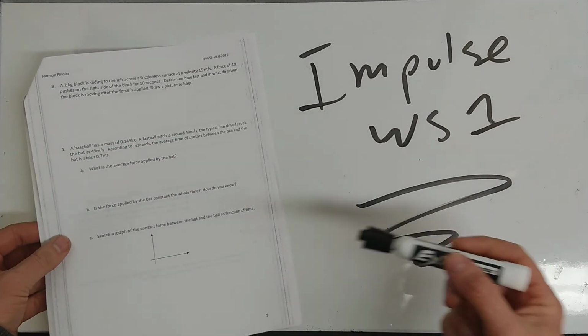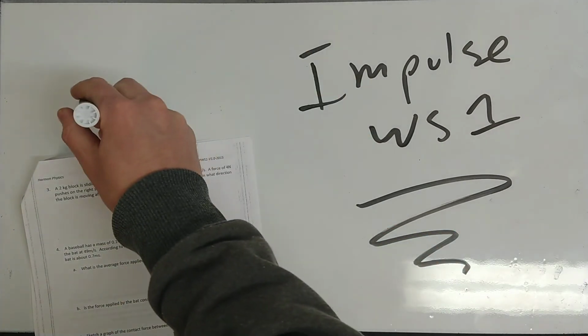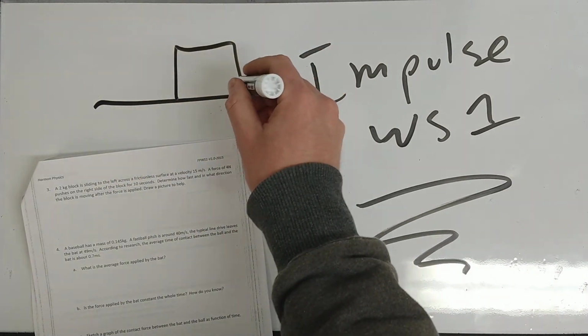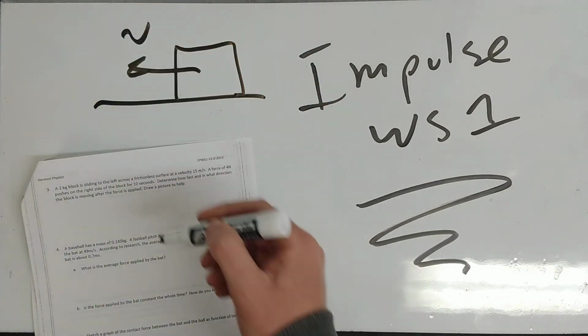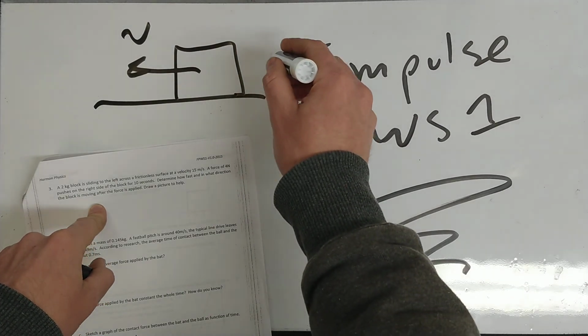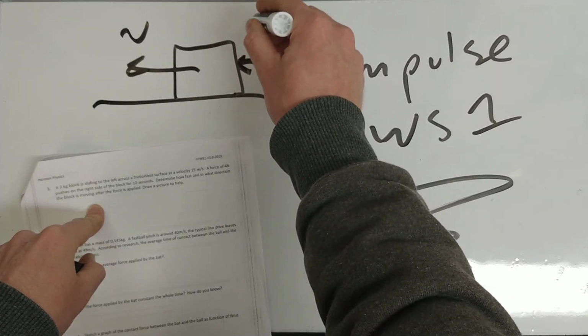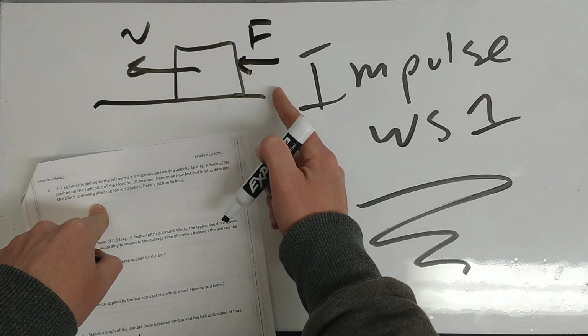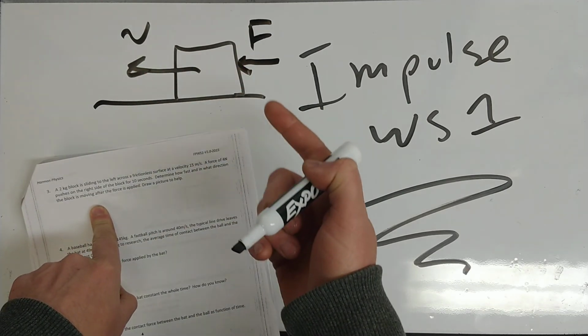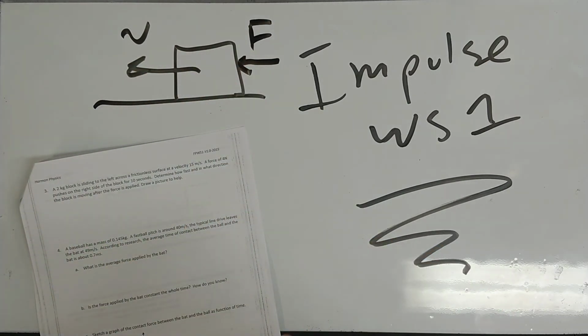It's sliding to the left, the block, right? So that means its velocity is to the left, and the force pushes on the right side of the block. So that would be a force on that side. That force would act to speed up the block, would give it an impulse in the negative direction. So check out the solution for that.